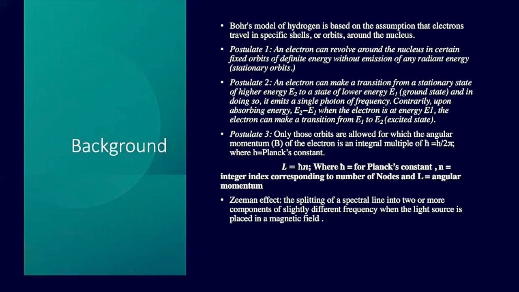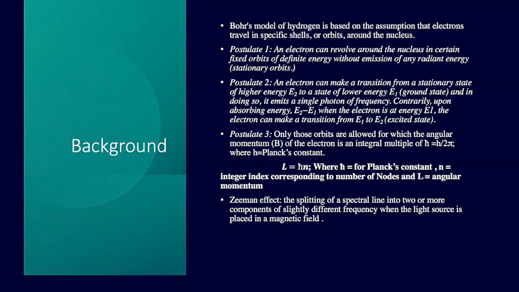A little background. The Bohr model of hydrogen is based on the assumption that electrons travel in specific shells or orbits around the nucleus. He made three famous postulates. One of them is that only those orbits are allowed for which the angular momentum of the electron is an integral multiple of the Planck's constant divided by 2 pi. I am focusing on that postulate specifically for this project. We define the angular momentum as being the Planck's constant times the number of nodes.